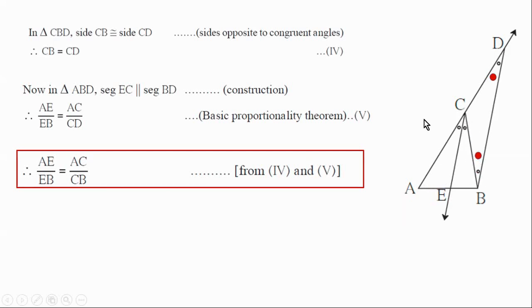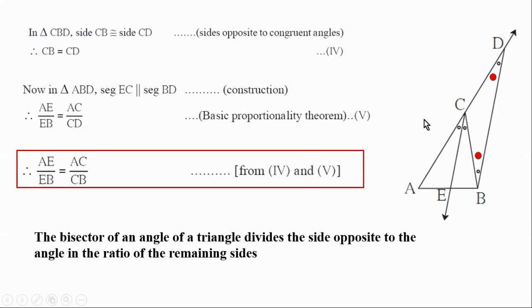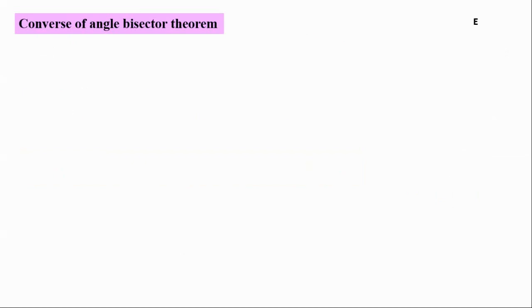So here, friends, we proved the theorem: the bisector of an angle of a triangle divides the side opposite to the angle in the ratio of the remaining sides. Now let's begin with our converse of the angle bisector theorem.